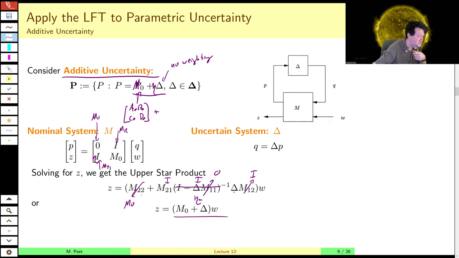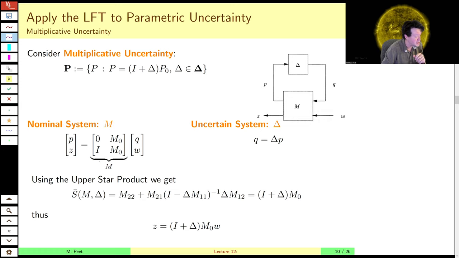Multiplicative uncertainty, or percent error, is handled in a similar manner. So here's our nominal system, M naught. That's M22, M naught. And then M11 is zero, so this whole thing disappears and we can ignore that. Then we have delta, and M12 here is M naught, so we replicate M naught there. And M21 is just identity here. So we get the multiplicative uncertainty: the nominal system M naught, plus, with identity in our case, delta times the nominal system. Now, if we wanted to put a weight in front of delta, we could just add a weight there, and we get the case of multiplicative uncertainty.